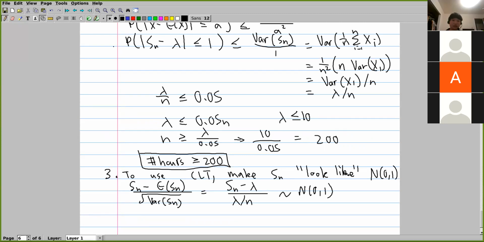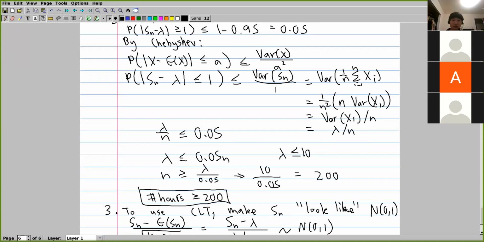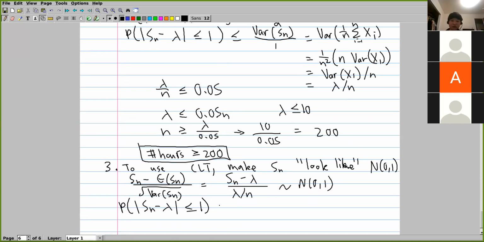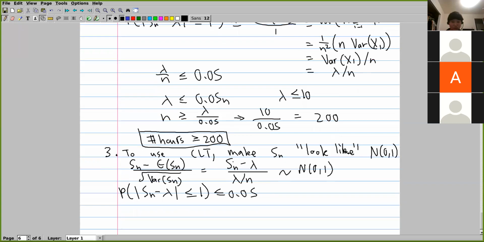And this is going to look like normal of 0 and 1. So now if we have the same thing, this probability stays the same. So we want the probability of Sn minus lambda to be within 1 to be at most 0.05. Should we be taking the square root of lambda over n or no? You're right. Oh my gosh. Yeah, good catch. Okay, thank you.